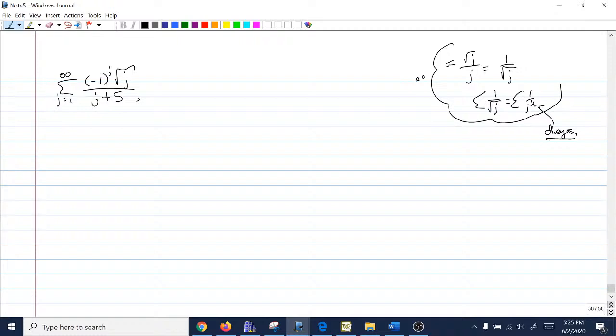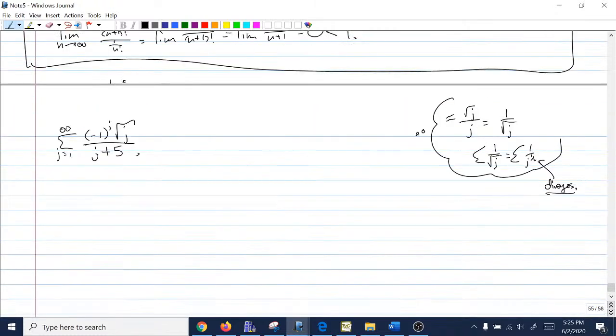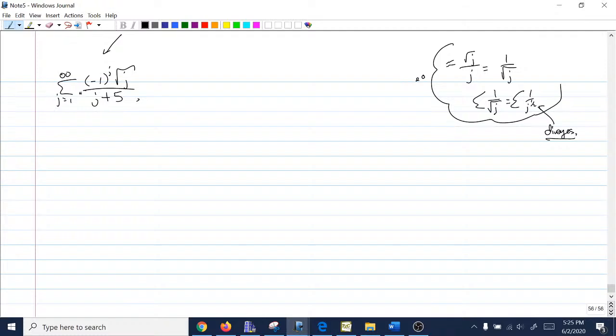That series diverges, which would make me think our series diverges, but wait, our series is alternating. So I want to conclude that our series doesn't converge absolutely. I don't know that it doesn't converge. I only know that it doesn't converge absolutely.